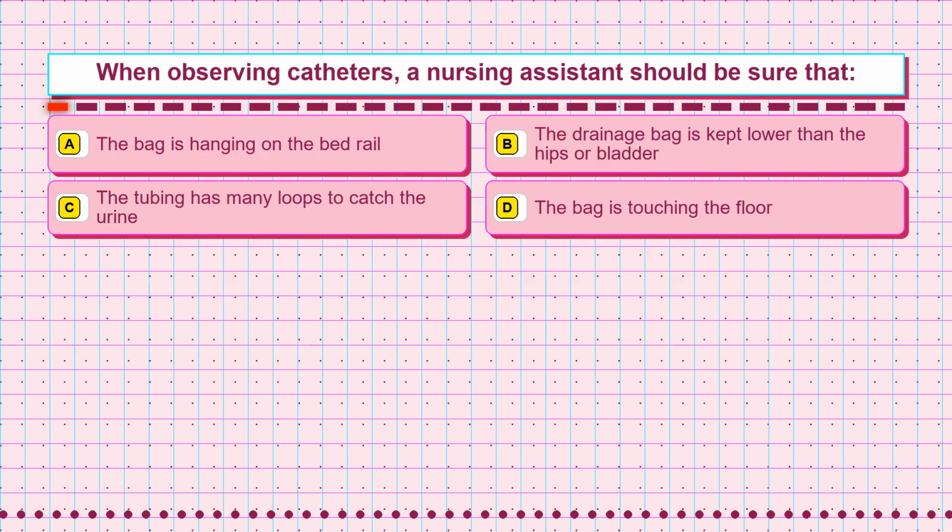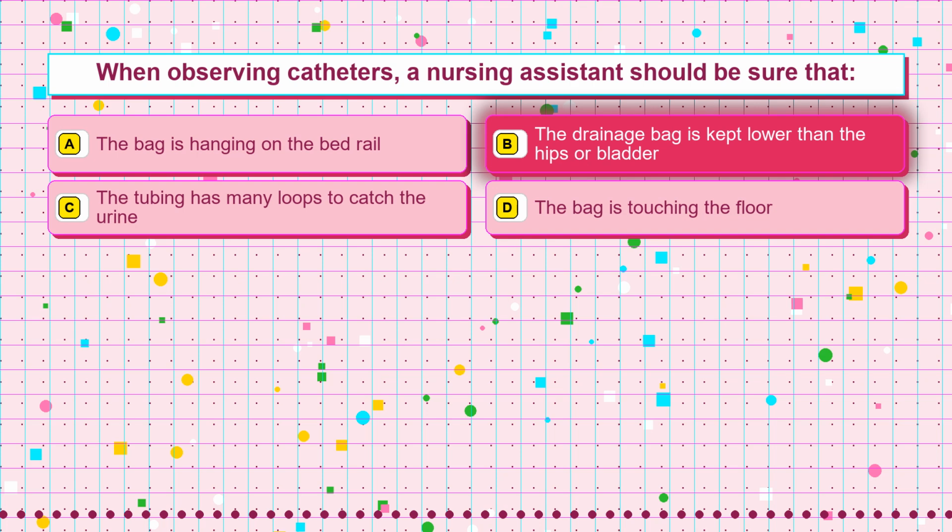Question 4. When observing catheters, a nursing assistant should be sure that: Option A, the bag is hanging on the bed rail. Option B, the drainage bag is kept lower than the hips or bladder. Option C, the tubing has many loops to catch the urine. Option D, the bag is touching the floor.